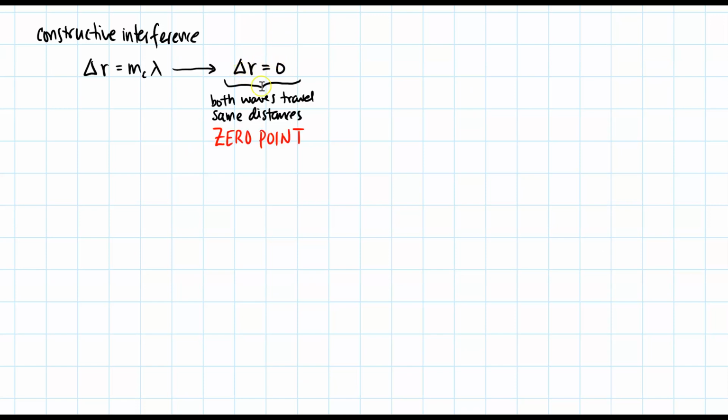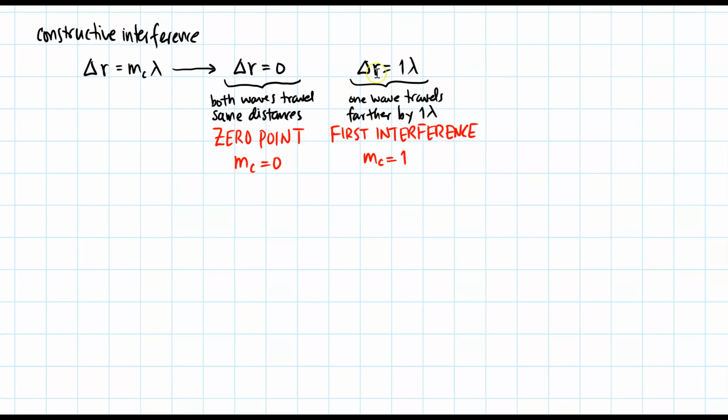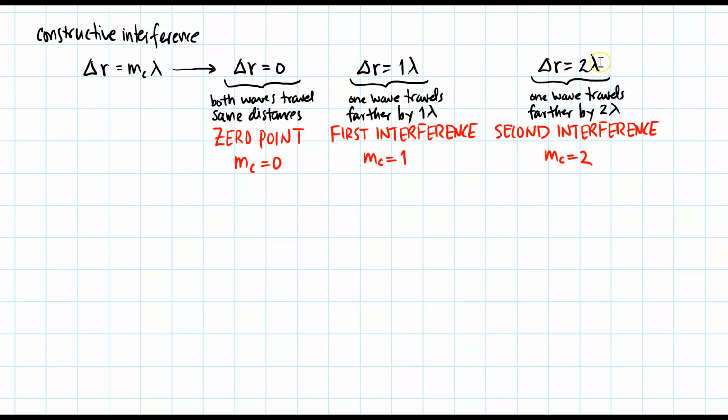Let's start with constructive interference. This is what we know. Delta r equal to 0 implies that both waves travel the same distances. This is our 0 point. We identify that by mC equal to 0. Delta r equal to 1 lambda: one wave travels farther by 1 lambda. This is what we call our first interference, and it's labeled by mC equal to 1. Delta r equal to 2 lambda: one wave travels farther by 2 lambda. This is our second interference. We label that by mC equal to 2.